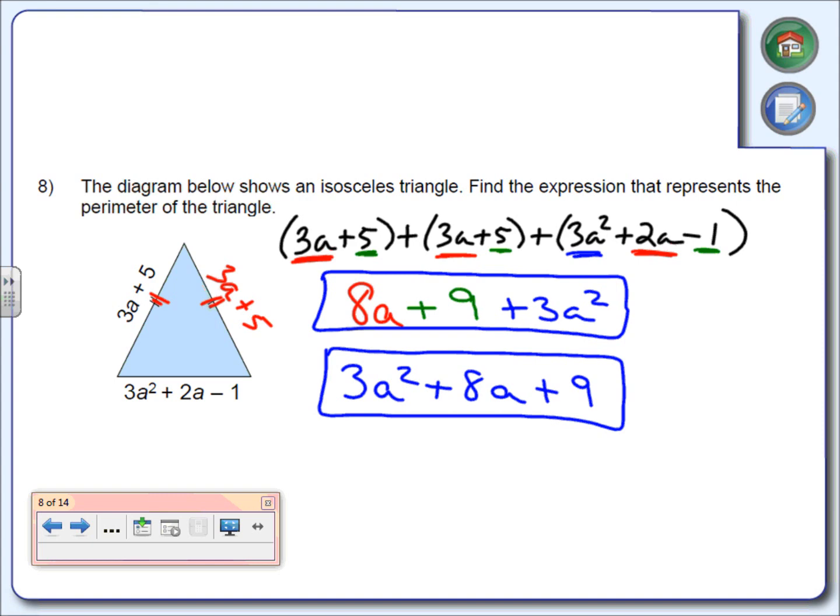All right, so that takes us through working with polynomials. Like I said, you have covered this back in Algebra 1, so this was just a review of some things you already knew.